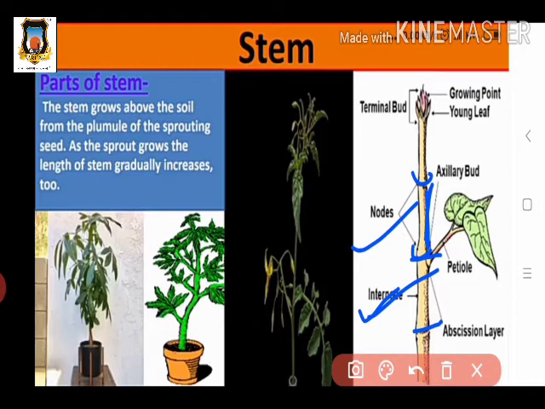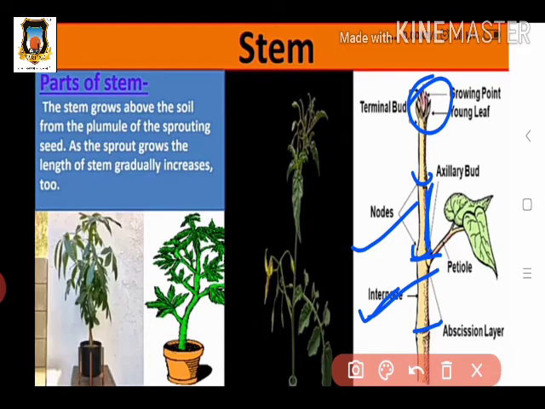The tip or the apical end of the stem is called bud. Means it is the tip of the stem. What is the bud? The tip or the apical end of the stem. Apical means upward. At the end of the stem, this part is called bud. Okay, so observe a branch of any plant and identify its different parts as per the diagram.